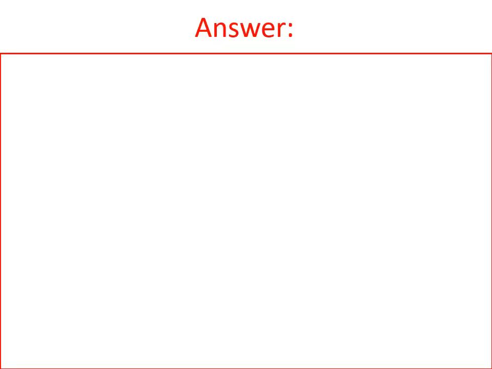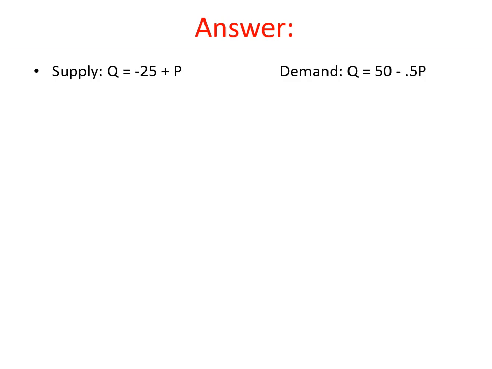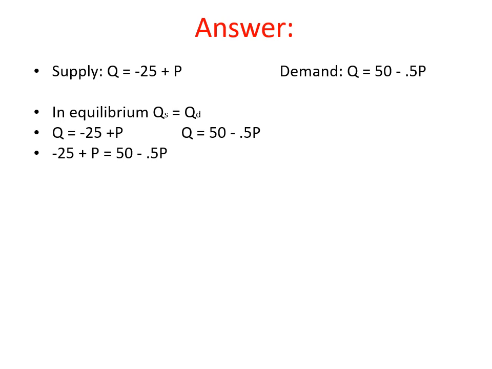Here's the answer to that challenge question. So the first thing that you would do is say, okay, we've got to set both our equations equal to Q. We already have that, it's given to us. We know that in equilibrium, quantity supplied equals quantity demanded. So the second step is we can smush those equations together. So we can say that we have minus 25 plus P is equal to 50 minus 0.5P.